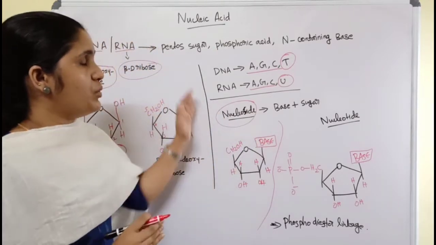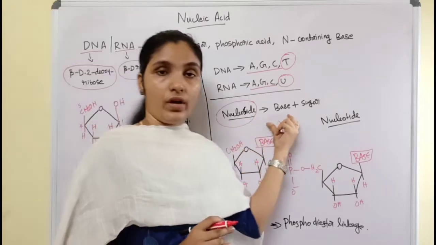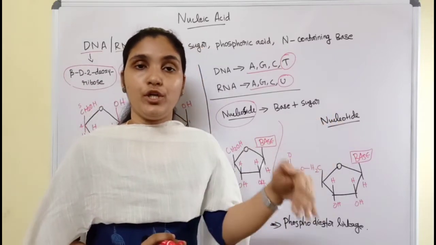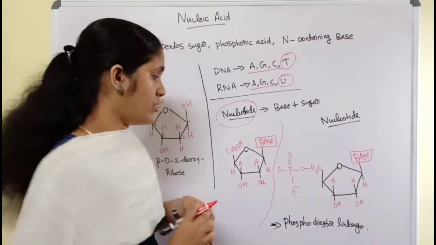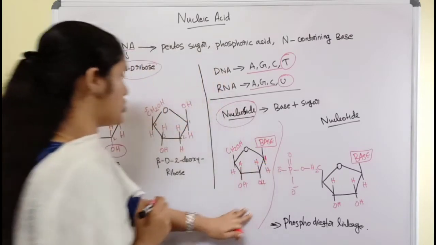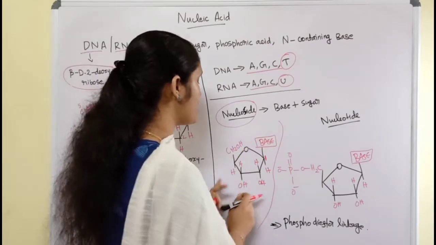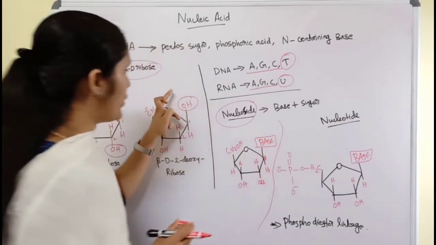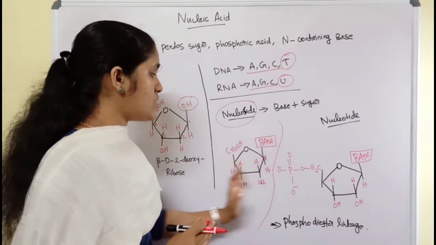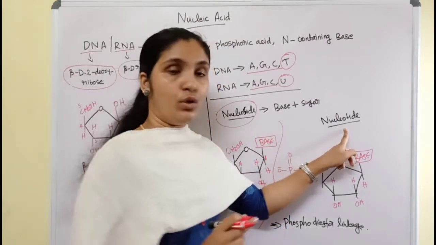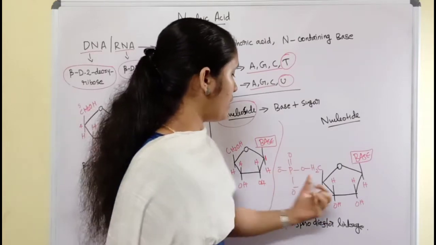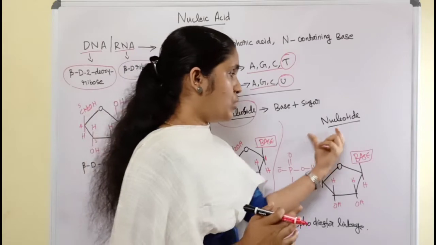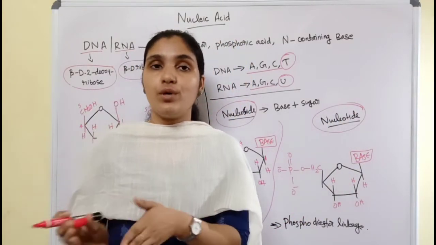Next content is nucleoside. Nucleoside means the nitrogen base of DNA or RNA plus the pentose sugar; that combination is called a nucleoside. Here you can see the pentose sugar, and at the first position the OH group is replaced with the nitrogen base. This structure is known as a nucleoside. And one more is there, that is nucleotide. To this nucleoside, if a phosphate group is attached, that is called a nucleotide. Just understand the difference between nucleoside and nucleotide.